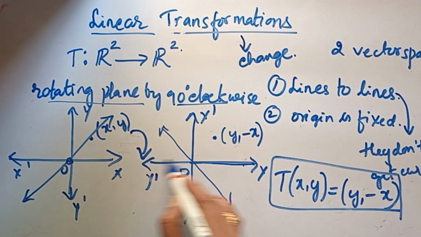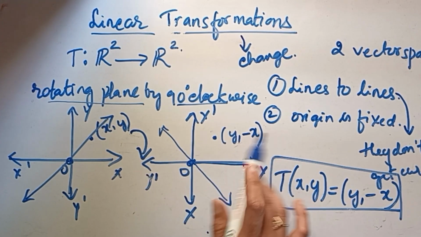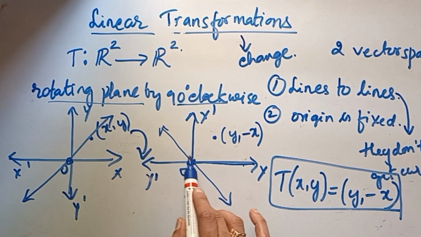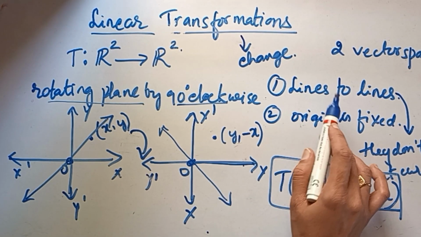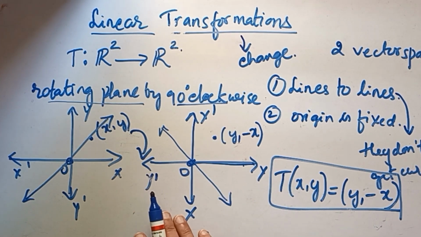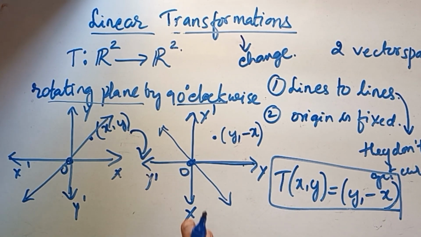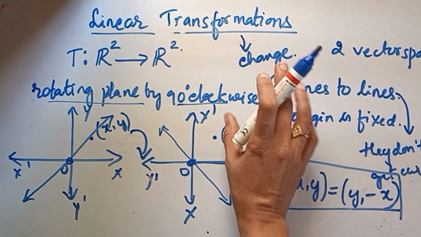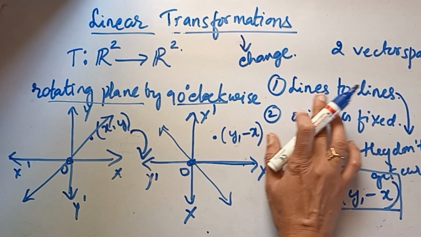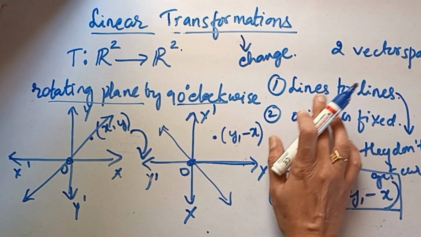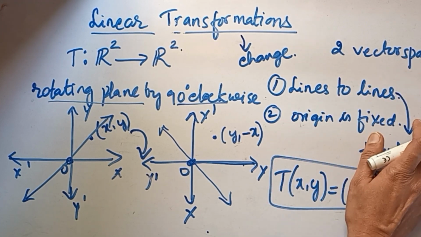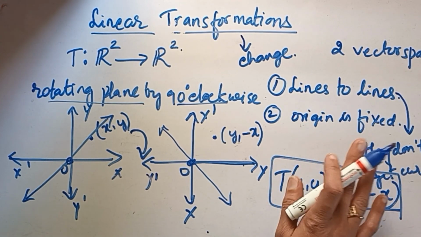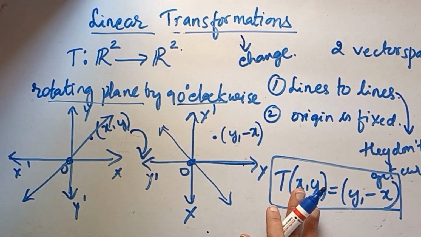And look at the origin. The origin is not going anywhere. It is at the same position. It is fixed. Therefore, this kind of transformation is called a linear transformation. Hope you got the point. If you consider a zero transformation where all the points go to zero, then in this case you have to specify lines will be mapped to lines or a point, and the origin is fixed. Then such a transformation is called a linear transformation.